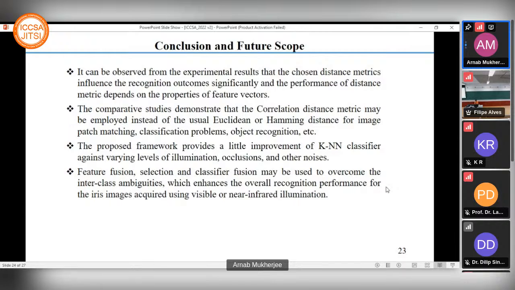The proposed framework provides a little improvement of the k nearest neighbor classification technique against varying levels of illumination, occlusion, or other noises. In future, Fisher fusion, selection, and fusion may be used to overcome the intra-class variation, which enhances the overall recognition performance of this iris recognition acquired using visible or near infrared illumination.